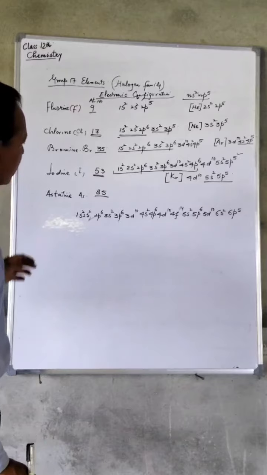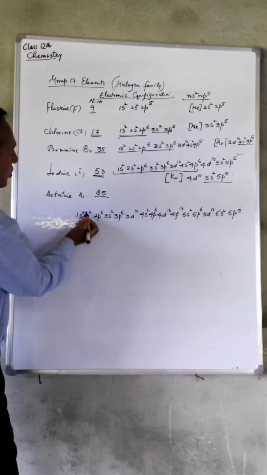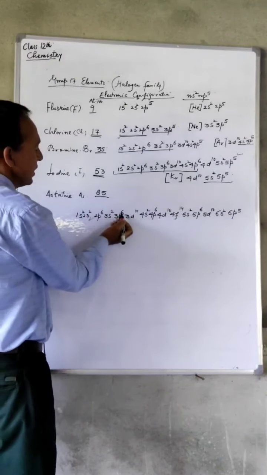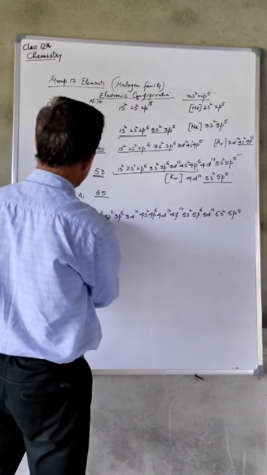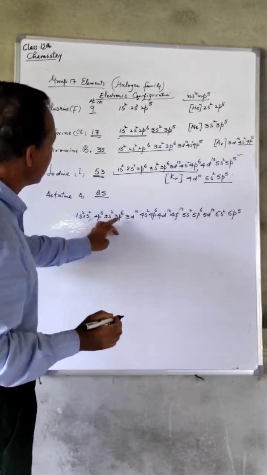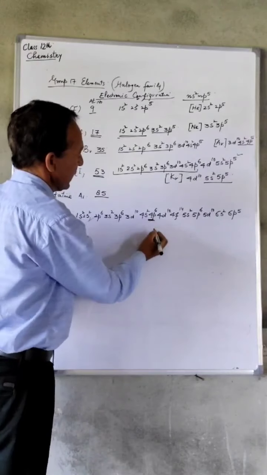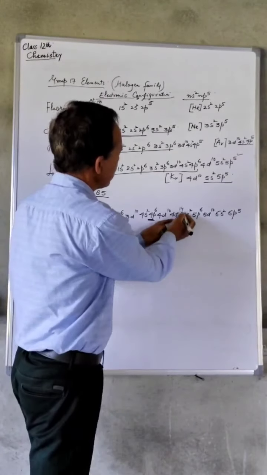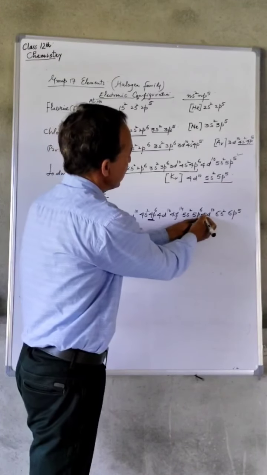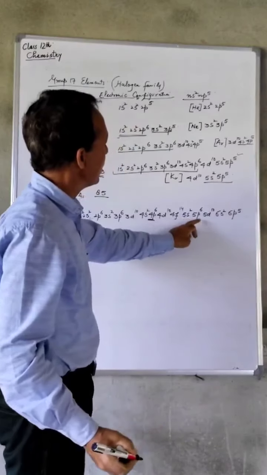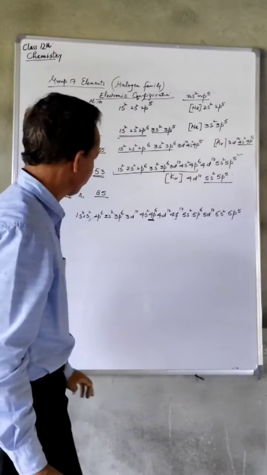So we will count the number of electrons. We must get 85 electrons: 2, 4, 10, 12, 18, 28, 30, 36, 46, 46 plus 14 is 60, 62, 68, 78, 80 and 85.